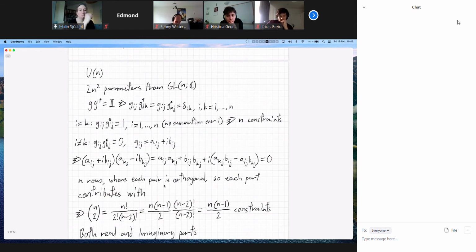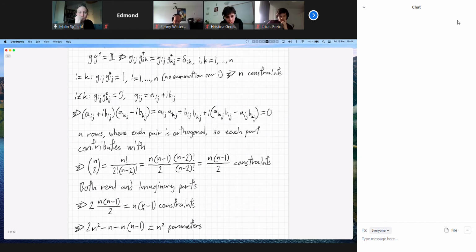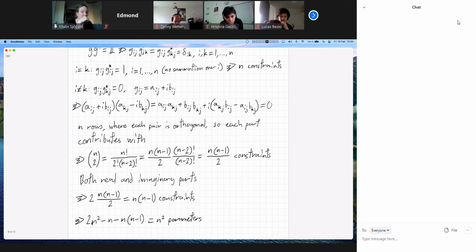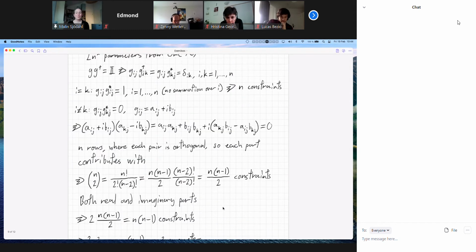But this is only for each part. The real parts should be orthogonal and the complex parts should be orthogonal, so we multiply by 2 to get n times (n minus 1) constraints from this. Then 2n squared minus n times (n minus 1) gives us n squared parameters, which is the number of free parameters for the unitary group. Very good, so that's a result to remember: n squared parameters for the unitary group.